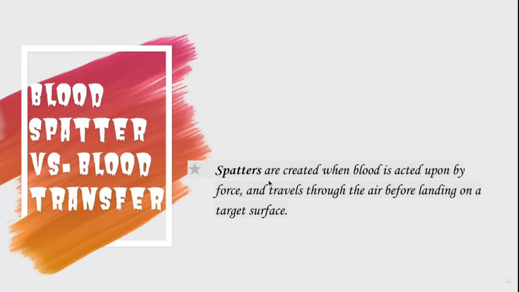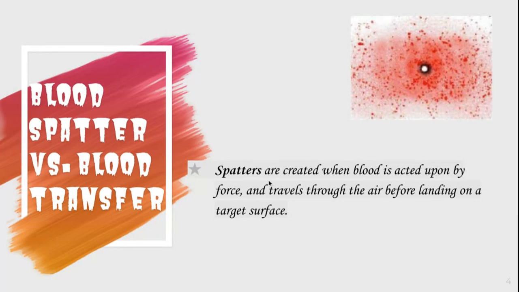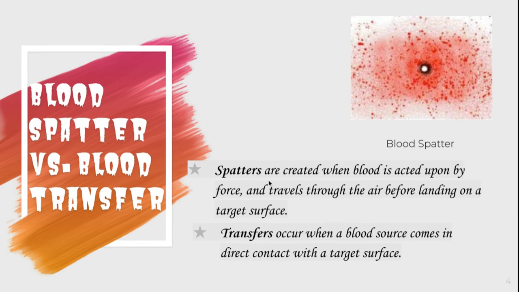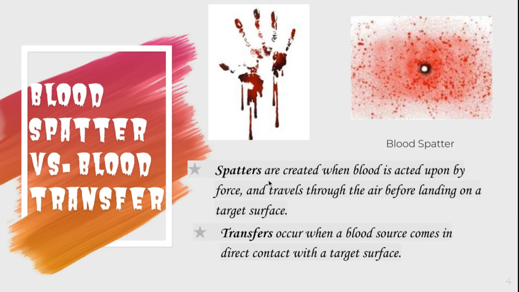Blood spatter versus blood transfer. Blood spatters are created when blood is acted upon by force and travels through the air before landing on a targeted surface, such as a gunshot wound or a knife wound or something similar to that. Blood transfers occur when blood sources come in direct contact with a target surface, so hands, dragging marks, insects, stuff like that. Secondhand contact.